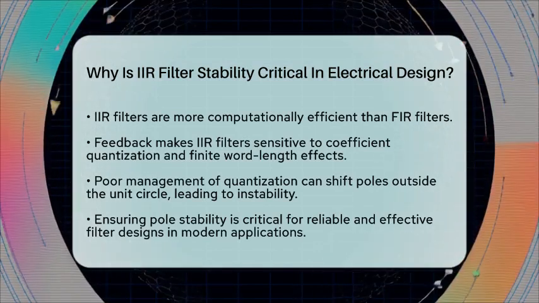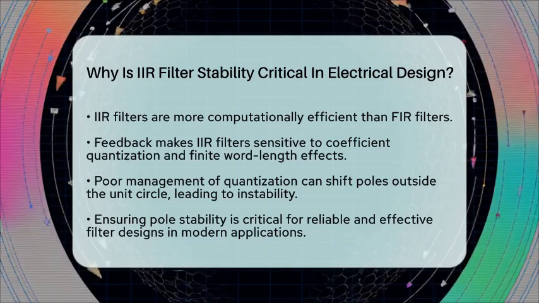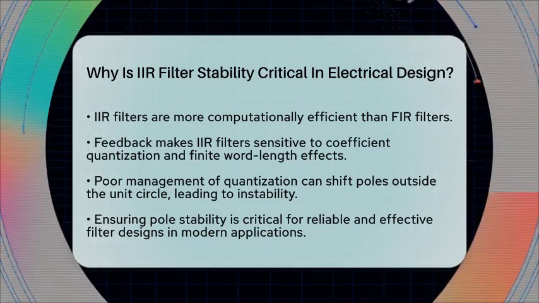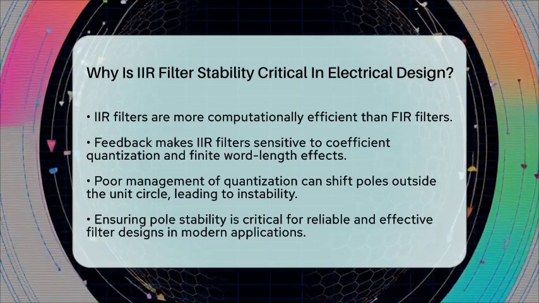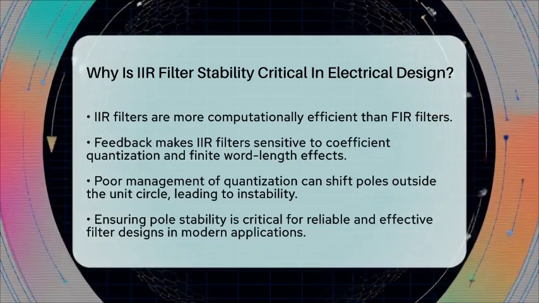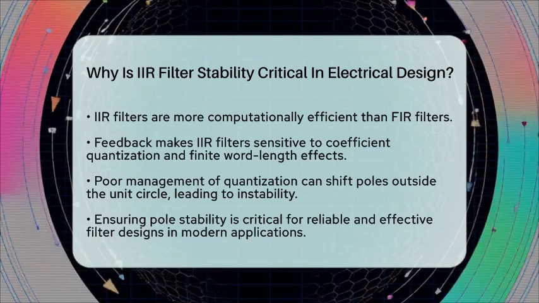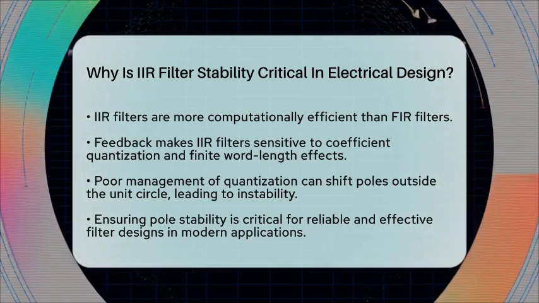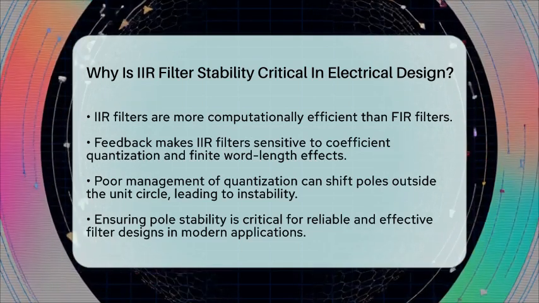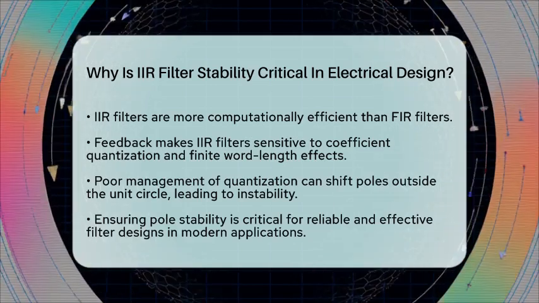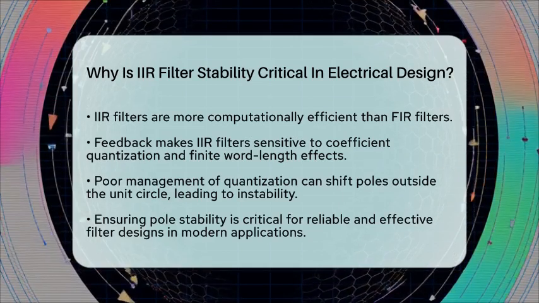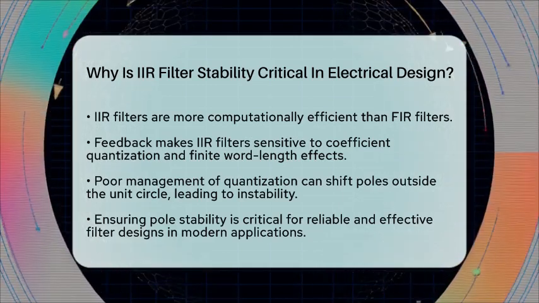If not managed carefully, these factors can shift poles outside the unit circle and lead to instability. In summary, the stability of IIR filters is vital in electrical design because it ensures that outputs remain bounded for any given input. This stability preserves the integrity of signal processing tasks and prevents unwanted behaviors like oscillations. By ensuring that poles stay within the unit circle, engineers can create reliable and effective filter designs that meet the demands of modern applications.